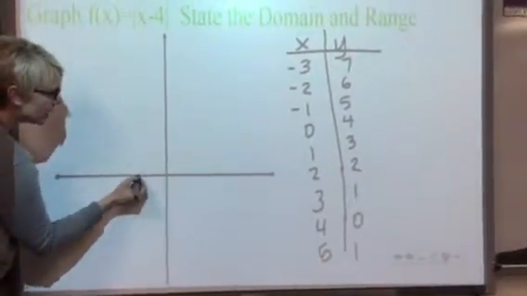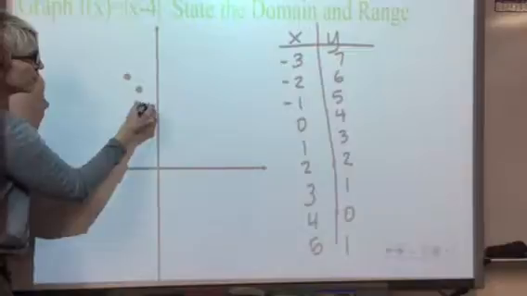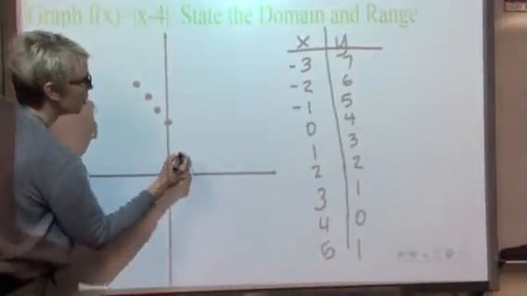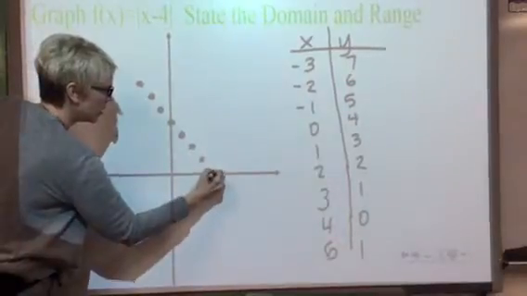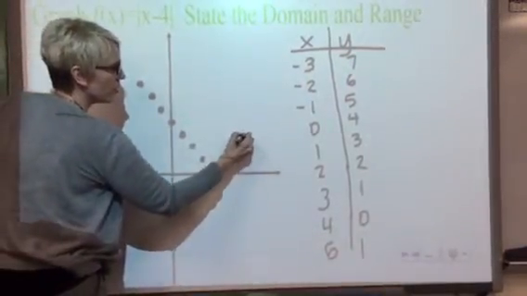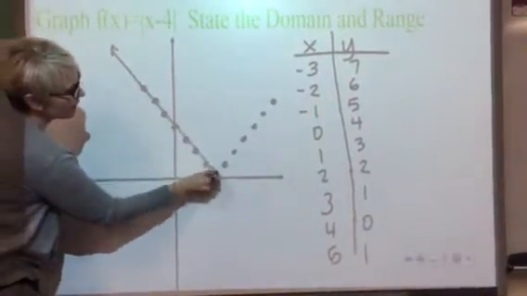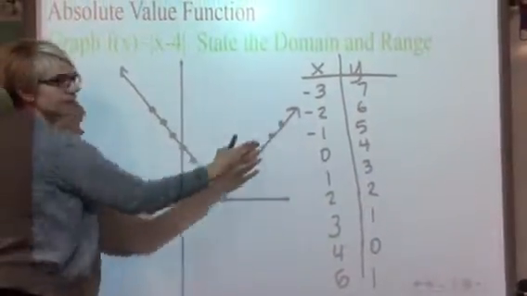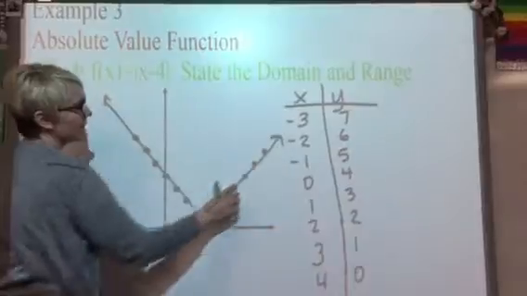So what your graph would look like at -3, here's 7, -2 is 6, -1 is 5. You're going to see these rays. 1 is 3. And what's going to happen is they'll go back up. An absolute value always looks like a V, always. Every absolute value function will have this same V shape. So you'll notice then that there are 2 rays and they form that V.